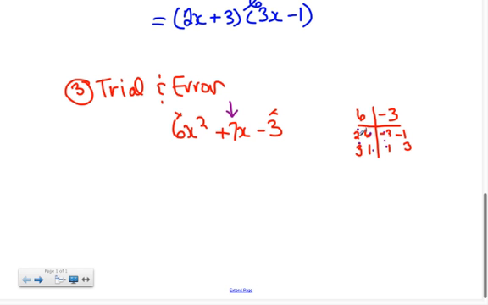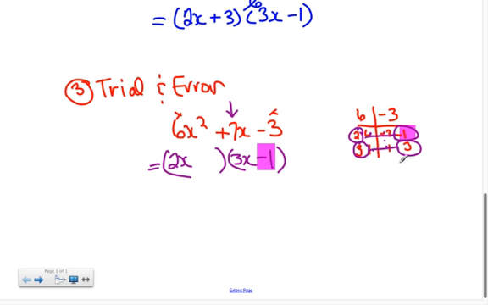Let's keep trying. If I did 3 times 3, that gives me 9. And 2 times negative 1 gives me negative 2. And 9 minus 2 does give me 7x. So I'm going to write in my two brackets. I'm going to choose my first two terms here, 2x and the 3x. Now be careful in this next step because the 2 needs to multiply the negative 1, so it can't be in the same bracket. So the negative 1 has to go in the opposite bracket, the positive 3 has to go in this bracket so that the 3 can multiply it. And again, I end up with the same factored values.